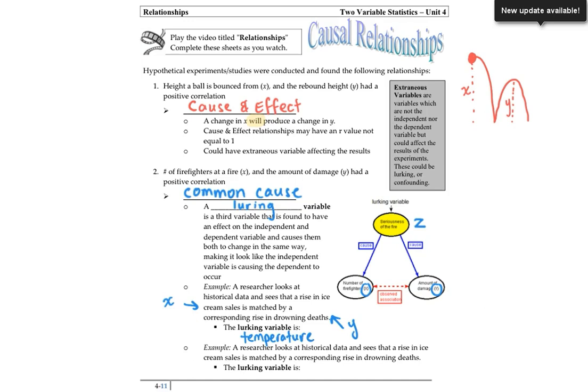Because if the temperature is higher, then it's going to cause, or it's going to influence, maybe not cause, but influence there to be more ice cream sales. And it's also going to influence the fact that there'd be more drowning deaths because more people are going to be swimming.